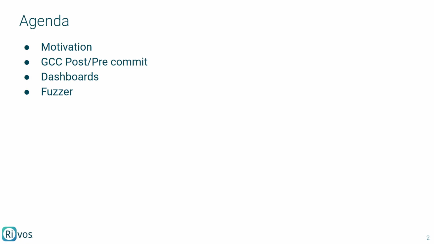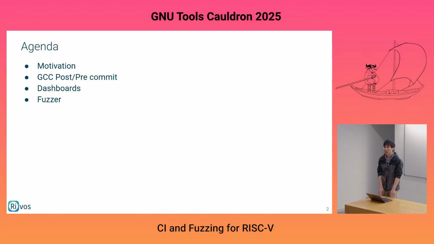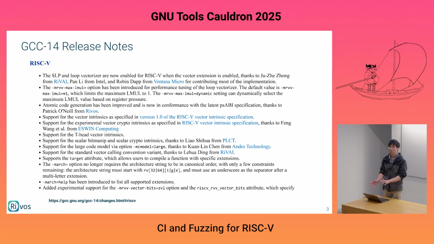So quickly, I'm just going to go over a brief motivation for these projects, and then go into the GCC pre-post commit CI, some dashboards showing the health of the current RISC-V trunk, and also go into the fuzzer. So to understand the motivation, I'm going to go a bit farther back into the GCC 14 release.